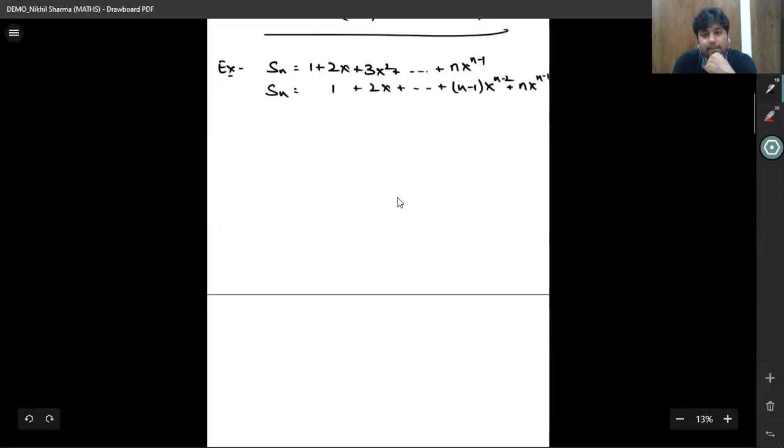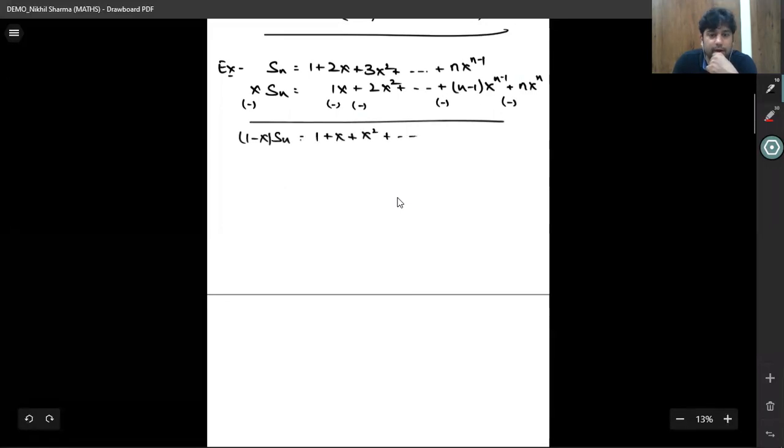And then multiplying the second series by x, which is a common ratio. So this would give you x squared, x raised to the power n minus 1, and this would be x raised to the power n. Now subtracting both of them, what will we be getting? 1 minus x times Sn, and this would be 1 plus x squared plus x raised to the power n minus 1 minus n times x raised to the power n.